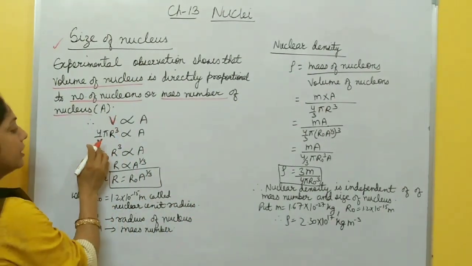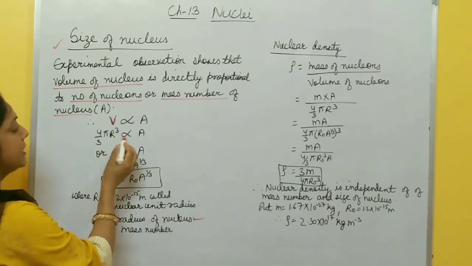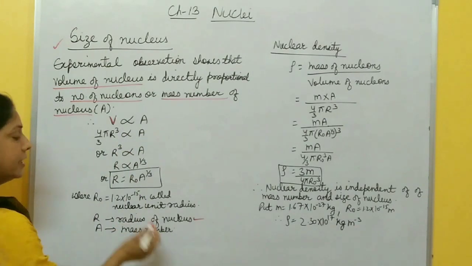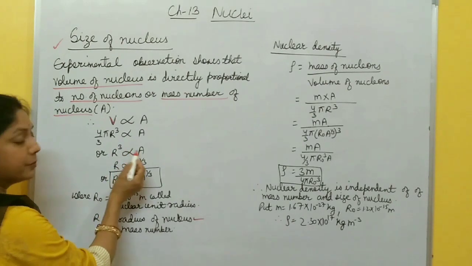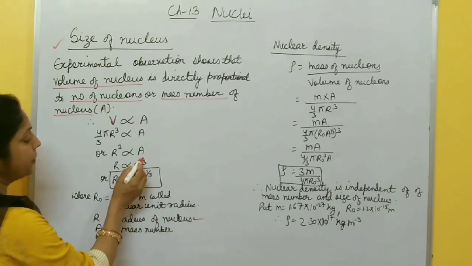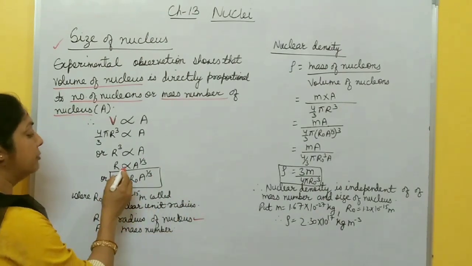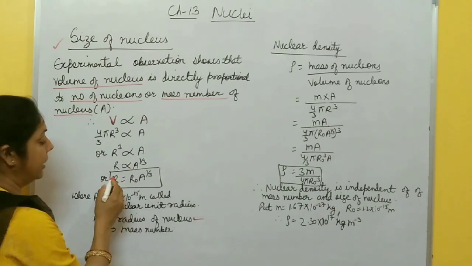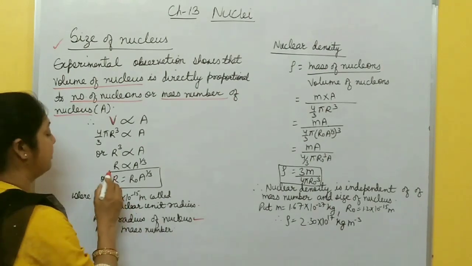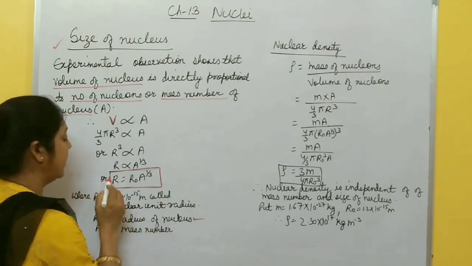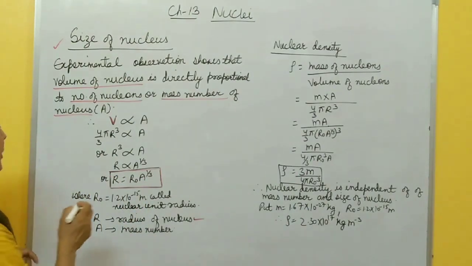So experimental observation shows that volume is directly proportional to mass number, and the nucleus is of spherical shape. So volume is 4 by 3 pi r cube, where r is radius of nucleus, and this is directly proportional to mass number A. A is mass number, right? Again, from here, these are constants. So r cube is directly proportional to A, and r is directly proportional to A to the power 1 by 3, or you can say cube root of A. Then you remove this proportionality, you get r equal to r naught A to the power 1 by 3.